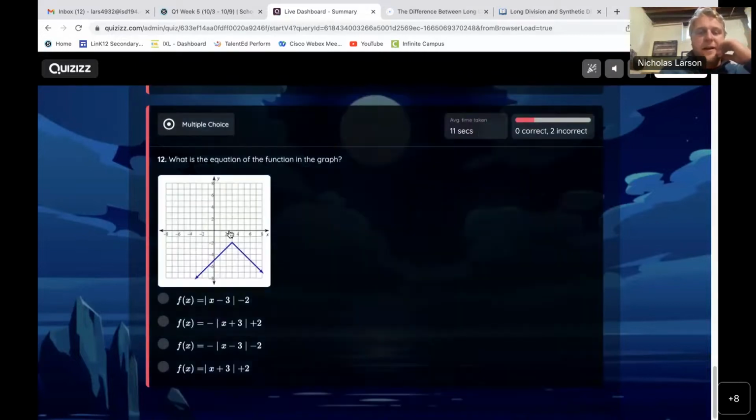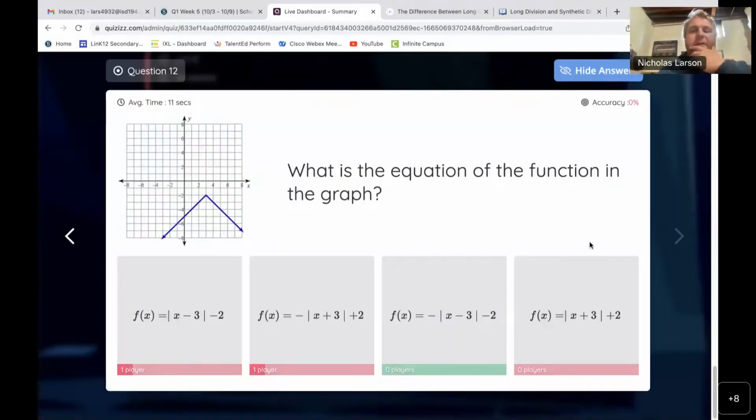Otherwise, let's look down here. Again, what is the equation of the function in the graph? So we know it's an absolute value. Our parent function created a v. This is an upside down v, which tells me that it's been flipped, it's been reflected. So I know that I'm going to have some sort of negative sign here.